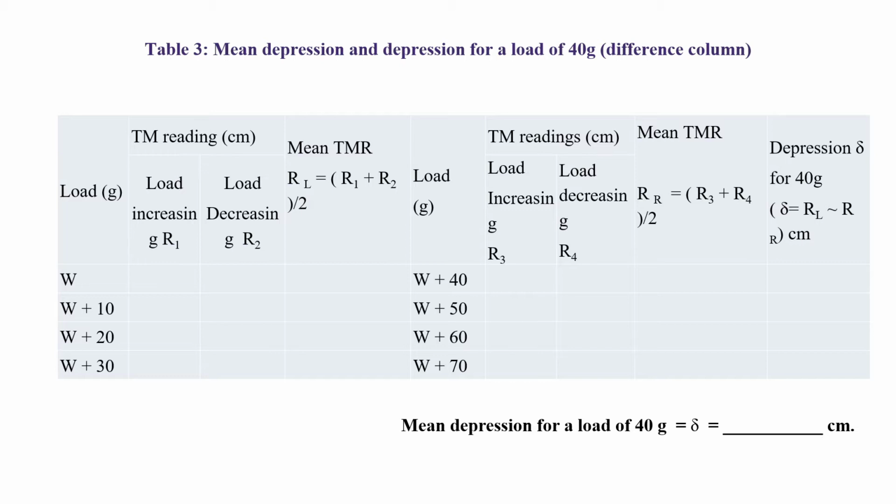If you have performed the experiment and recorded the readings correctly, then the 4 depression values which you get in the last column of table 3 will almost be the same. They will be consistent. Then you take the average of the consistent values, which determines the mean depression for a load of 40 grams. How did we get 40? The difference of W and W plus 40 is 40. W plus 10 and W plus 50 also differ by 40 grams. So what we are determining is the mean depression for a load of 40 grams.